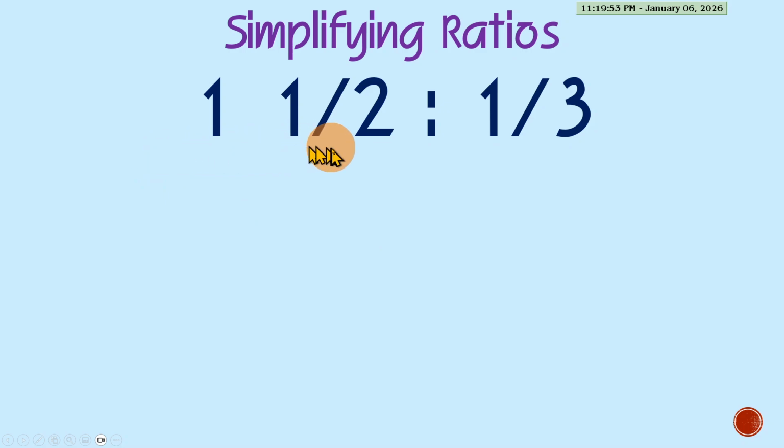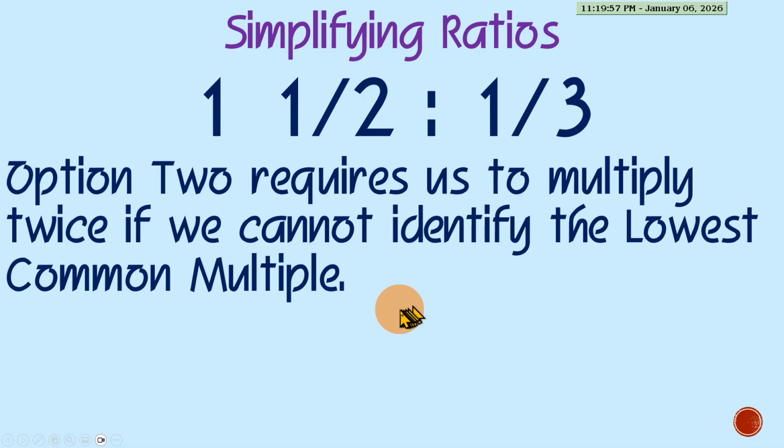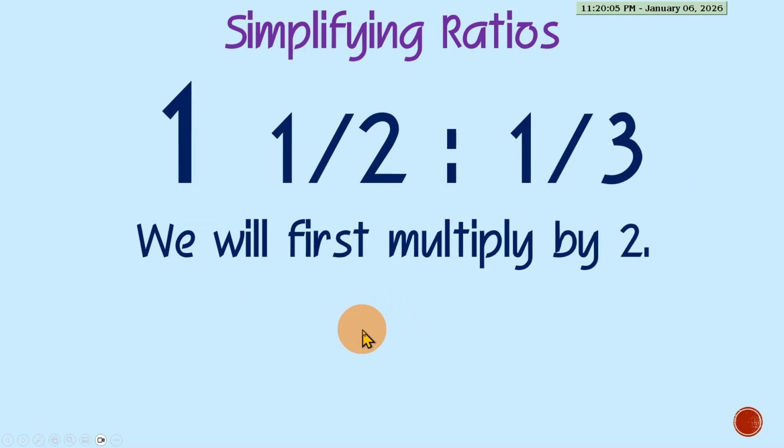So we have 1.5 compared to 1/3. So we're using option 2. We're going to multiply by the two denominators, 2 and 3. So first we are going to multiply by 2. So we're going to multiply the whole number by 2, we'll multiply the fraction part by 2, and then we'll multiply this fraction by 2.